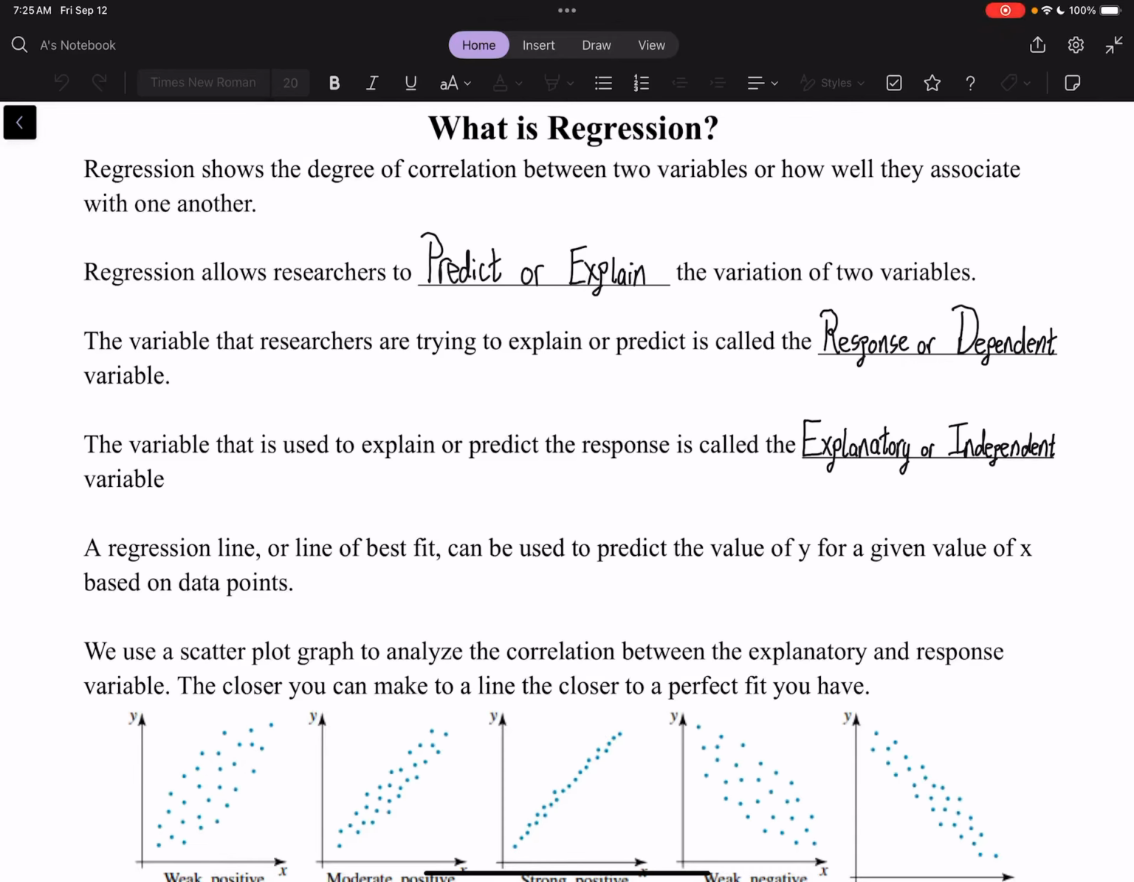Good day. Today we're going to talk about regression. Regression shows the degree of correlation between two variables. For example, studying for a test. If you study for a test, you should make a higher grade.